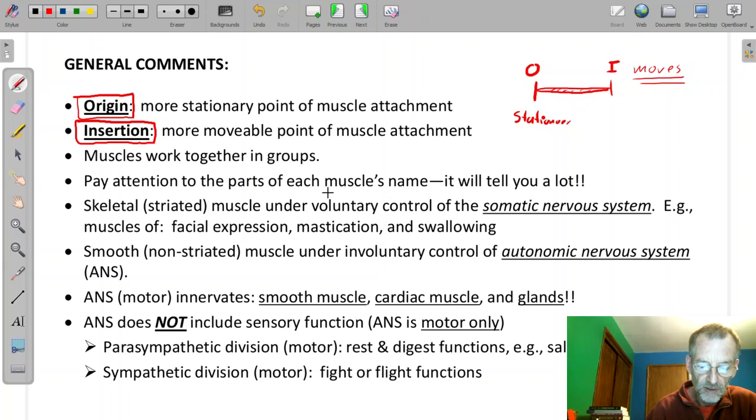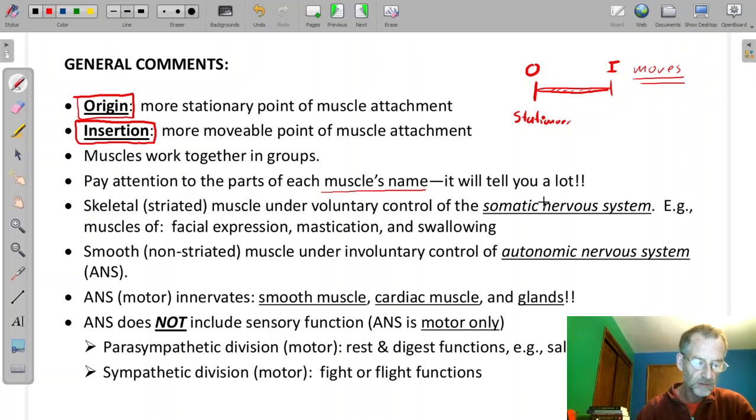So the geniohyoid muscle, for example, will tell you that it attaches to the genial tubercles and the hyoid. So, pay attention to that. Sometimes the questions are similar to the question of what color was Napoleon's white horse? Well, okay, it was obviously white. So if you look at some of the names of these muscles, they'll pretty much obviously tell you either what they do or where they're located. So just watch for that.